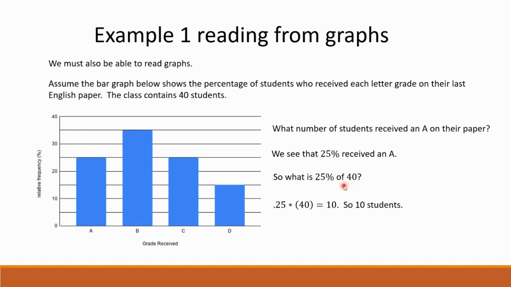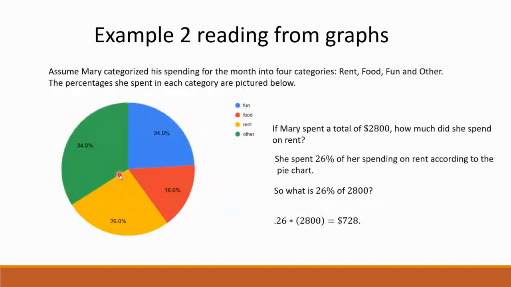So 25% of 40. We have 0.25, or you could do 25/100 times 40, which is 10. So 10 students here got an A. So that's just an easy example of reading from graphs. That's one example. Let's do another one.